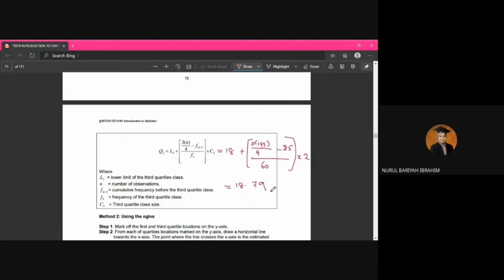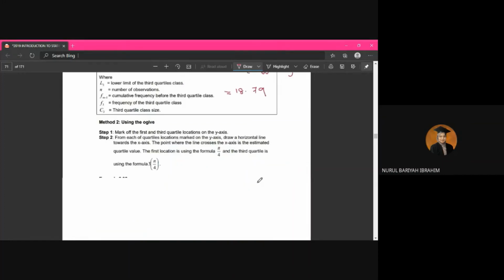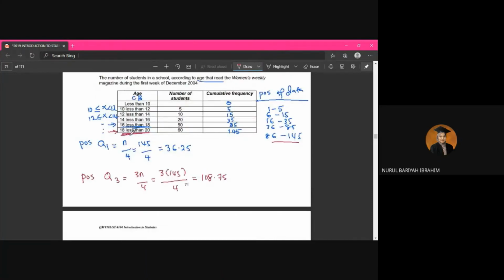So the Q3 is 18.79, which is in this interval, these classes. So that is the way how you find the Q1 and Q3 using the formula. Okay, so kalau kita tengok dia punya table tadi ni kan, table ni adalah overlapping table, 10, 12, 12, 14. So dia punya class limit sama dengan class boundaries.